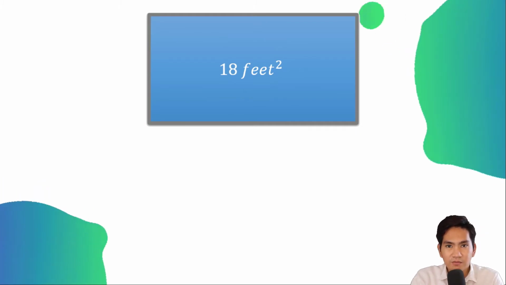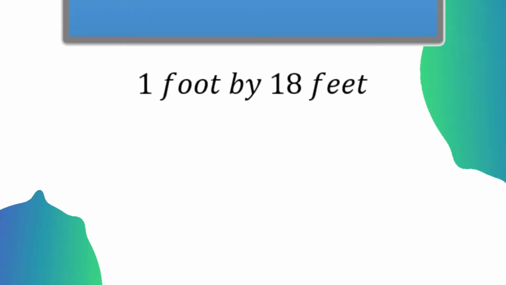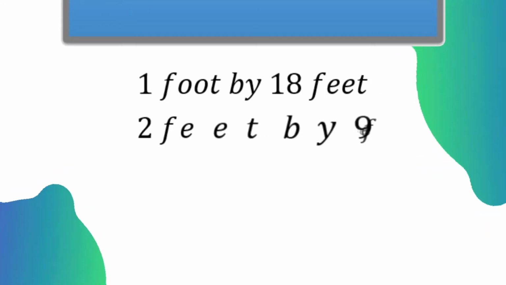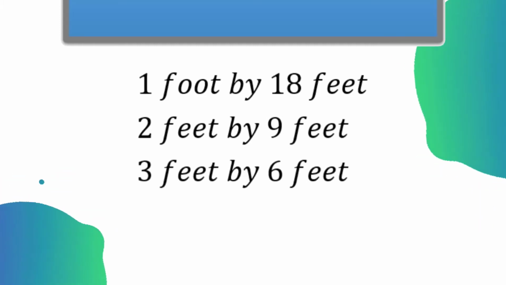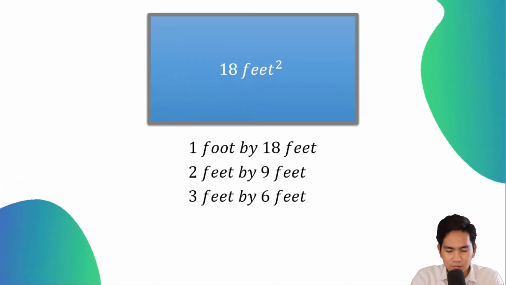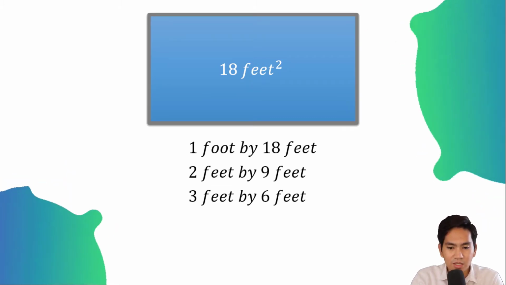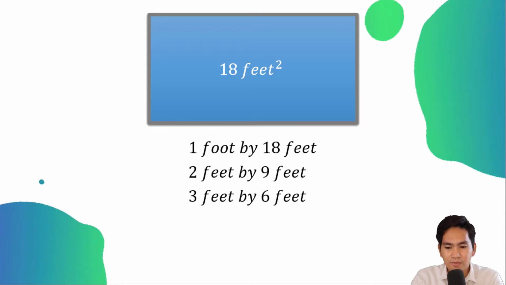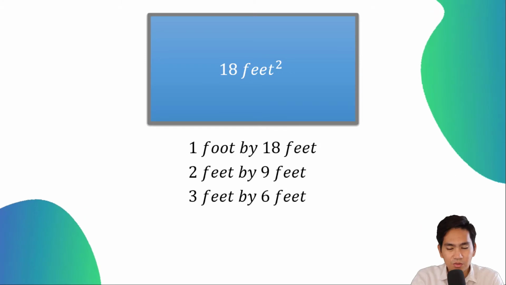And let us say, for example, that there are 3 students who suggested the following dimensions. First, 1 foot by 18 feet. 2 feet by 9 feet, and the third student says 3 feet by 6 feet. You can see here that all of these are possible dimensions of the said bulletin board, because 1 times 18 is equal to 18, 2 times 9 is equal to 18, 3 times 6 is also equal to 18.